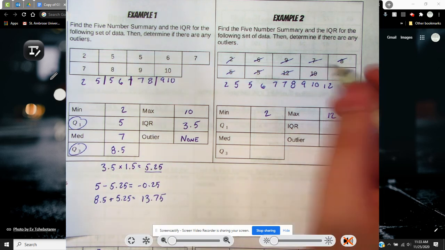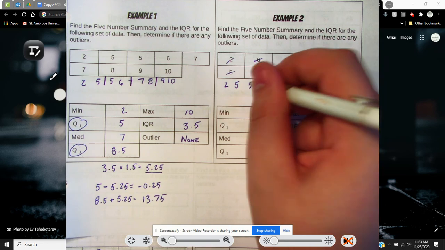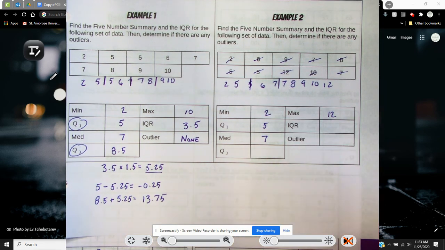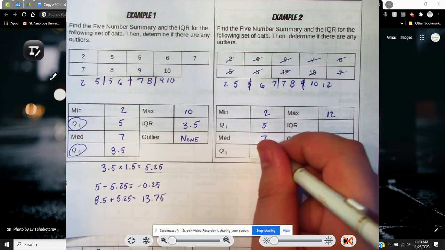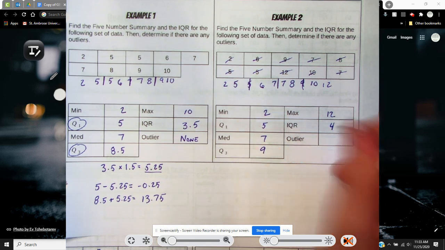My median, the number in the middle, is 7. Median of the lower is 5, so my Q1 is 5. Median of the upper, or my Q3, is 9. Interquartile range, 9 minus 5 gives us 4.